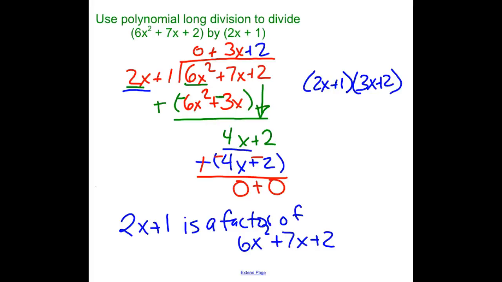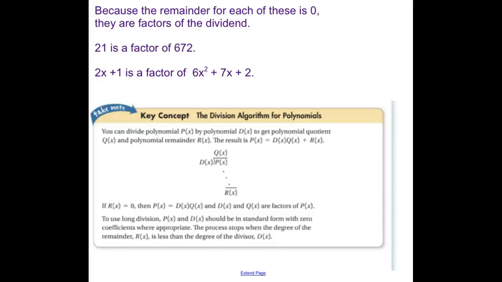Sorry about that, guys. Okay, so we have this concept that says if you are dividing and you've got your divisor, your quotient, and your remainder, and your remainder is 0, then your original polynomial equals your divisor times your quotient. And then your divisor and your quotient are both factors of the original polynomial that we started with.